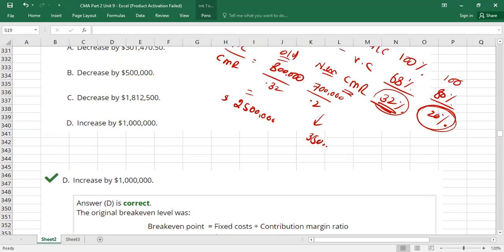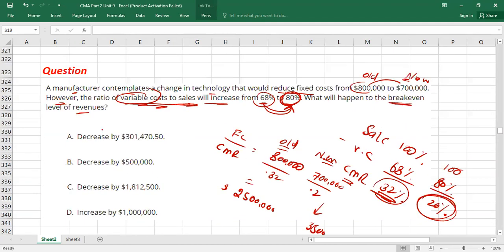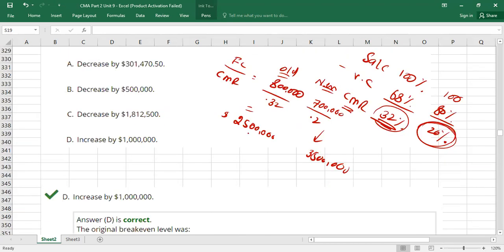Now look, in both scenarios, your break-even point in dollars. The question is what? The break-even point in revenue, or in dollars. Has it increased or decreased? It has increased, because in the old it was 2.5 million. In the new option, it will be 3.5 million. It means it is going to increase by $1 million. So which is the answer? Option D is going to be correct. It is going to increase by 1 million. Understood? I hope it is clear.